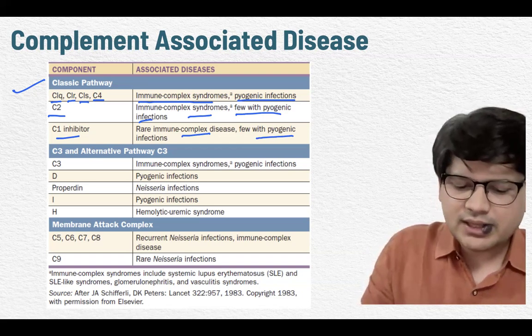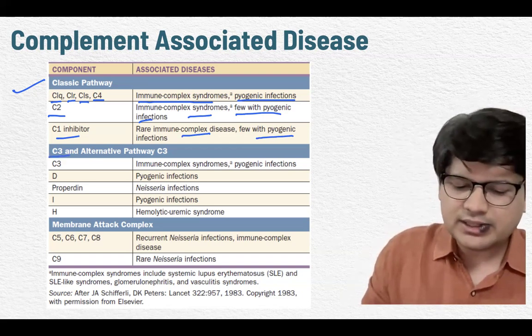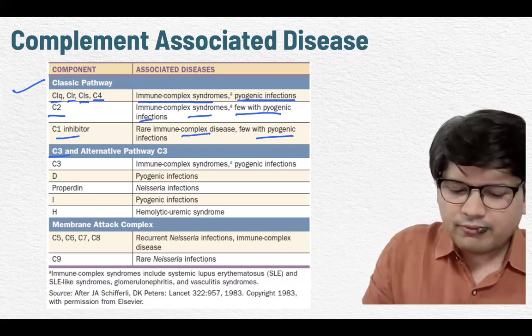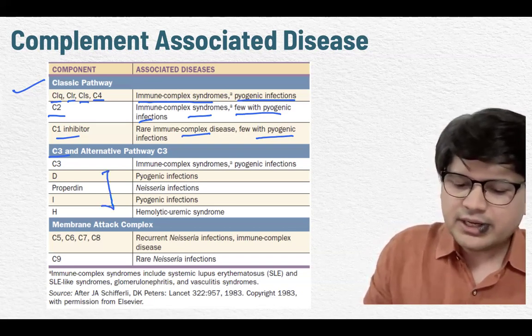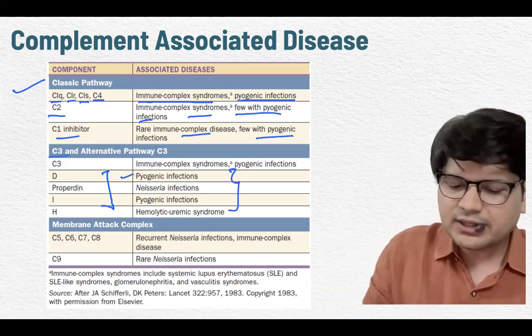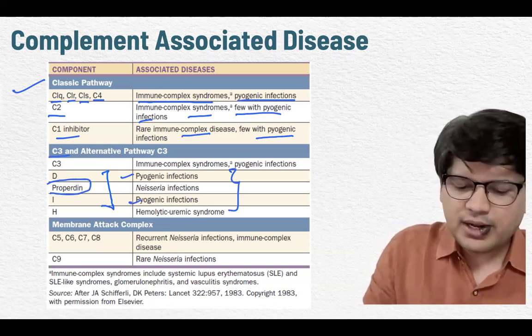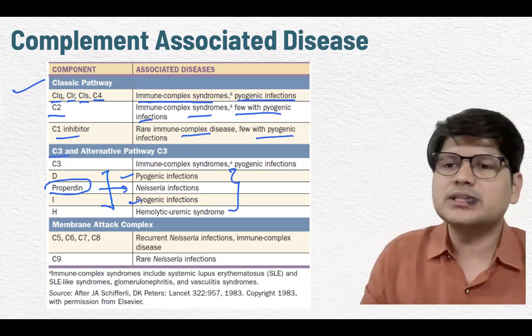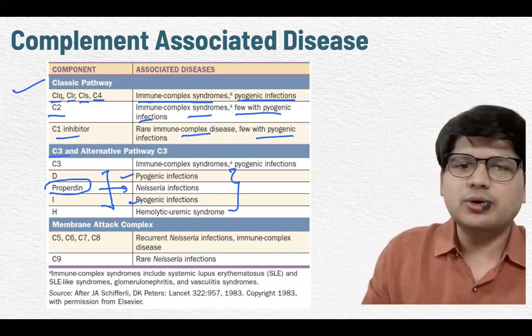Then comes the C3 and the alternate pathway. Again, you will get this. But now, whenever you have factor D, properdin, I or H affected, it will lead to more of Neisseria infection and the pyogenic infection. Properdin necessary for Neisseria infection is quite an important MCQ for us.